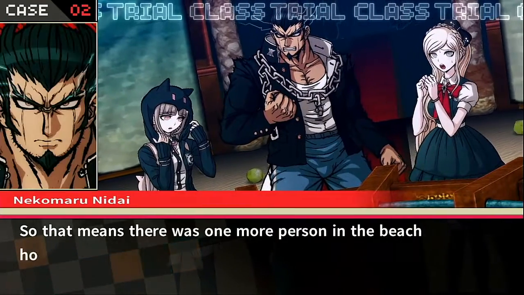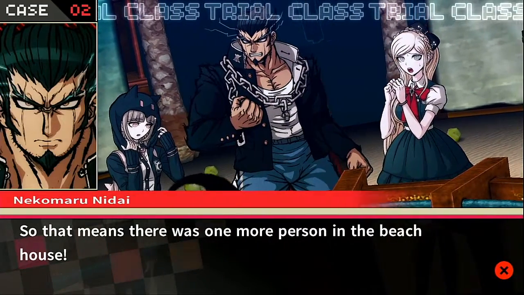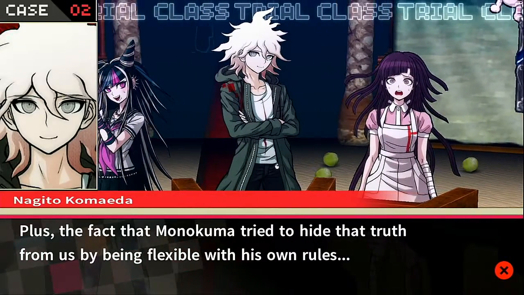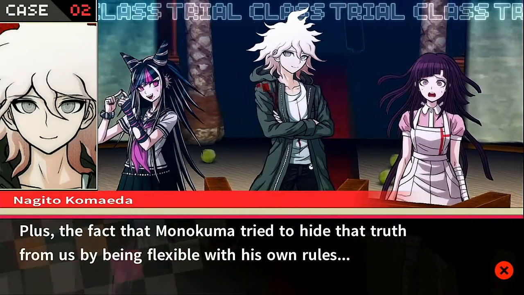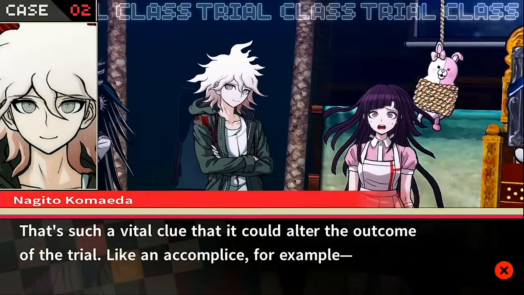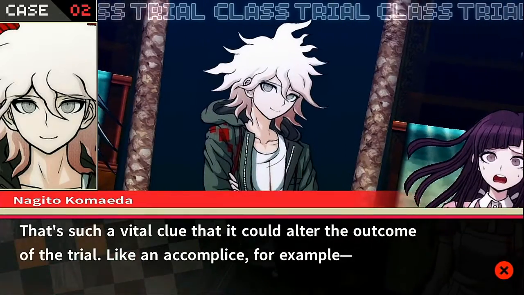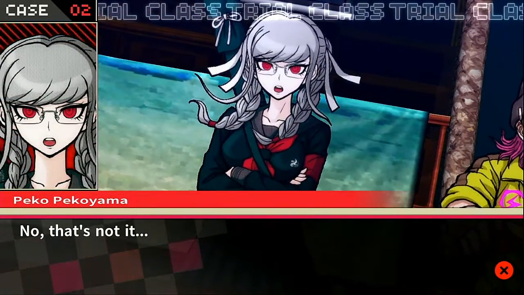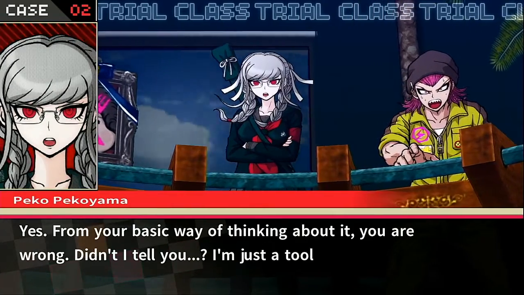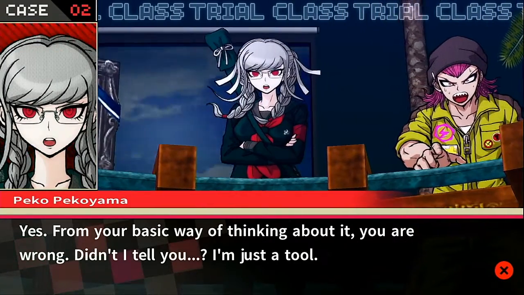So that means there was one more person in the beach house. Plus, the fact that Monokuma tried to hide that truth from us by being flexible with his own rules. That's such a vital clue that it could alter the outcome of the trial. Like an accomplice, for example. No, that's not it. Huh? Am I wrong? Yes, from your basic way of thinking about it, you are wrong.